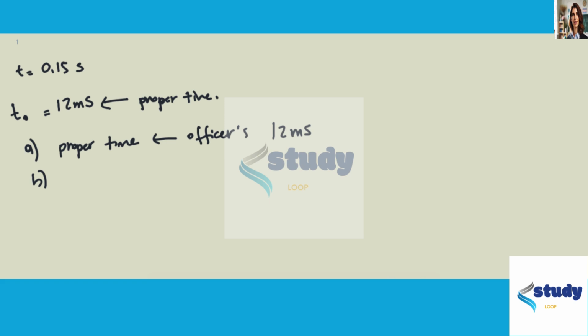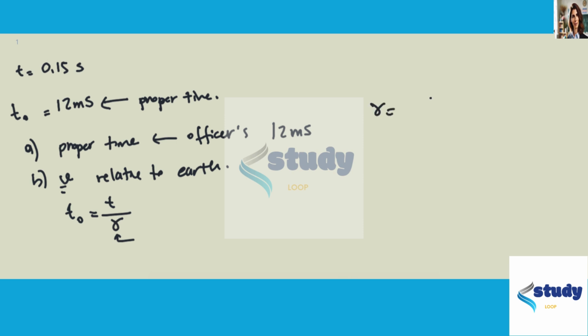Now in part B, we're asked to calculate the velocity of the spacecraft relative to Earth. In order to get there, since we're given the proper time, we can use the equation: the proper time equals T over gamma. This gamma factor has the information about the velocity of the spacecraft. So let's do a trick.